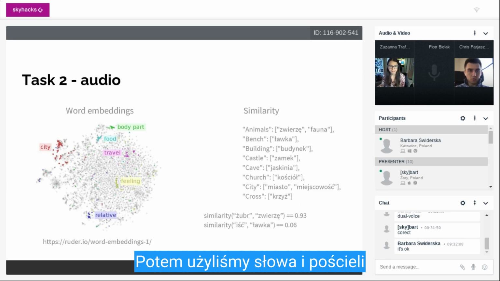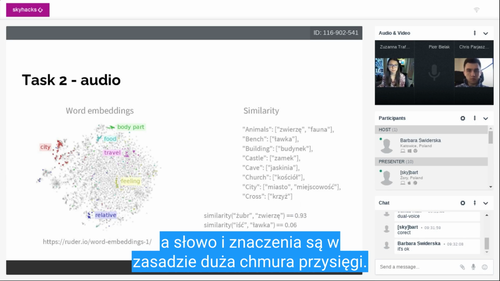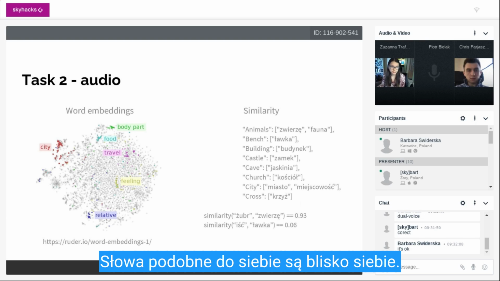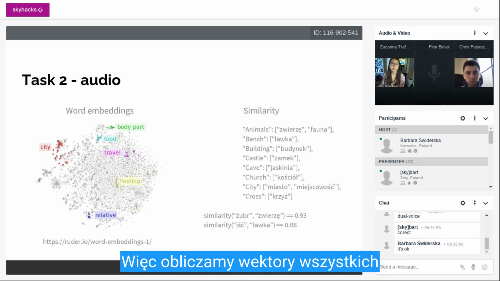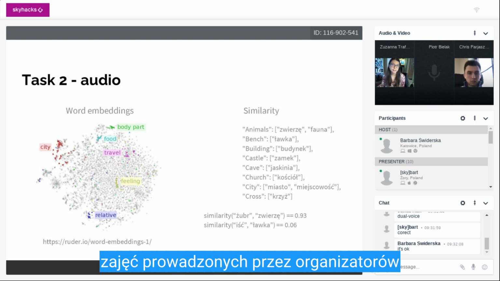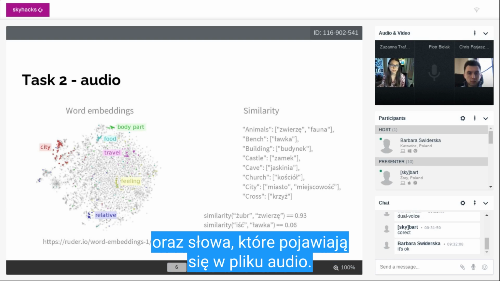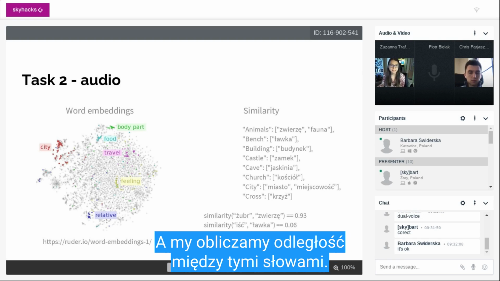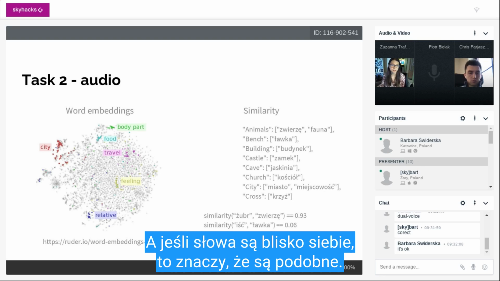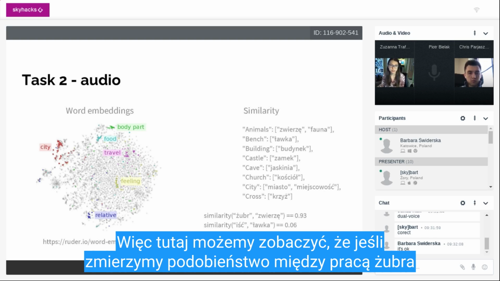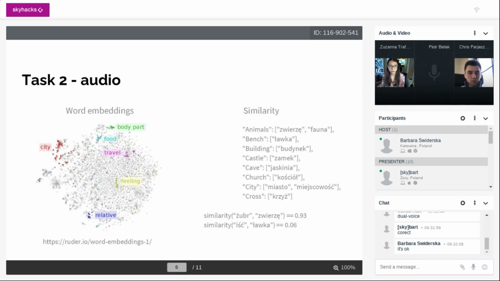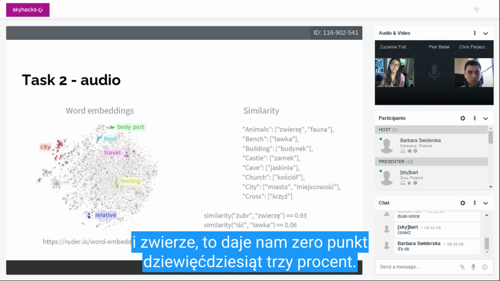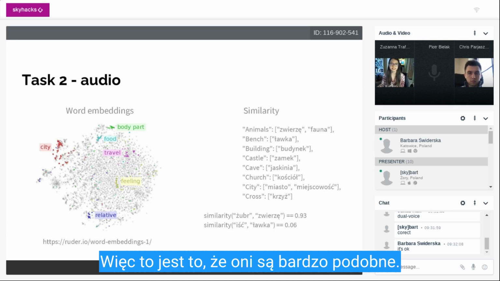Then we use word embeddings, and word embeddings are basically a big cloud of words where words similar to each other are close to each other. So we calculate the vectors of all the classes provided by organizers and the words that appear in an audio file, and we calculate the distance between those words. And if the words are close to each other, it means that they are similar. So here we can see that if we measure the similarity between the word żubr and zwierzę, it gives us 0.93. So it says that they are very similar.